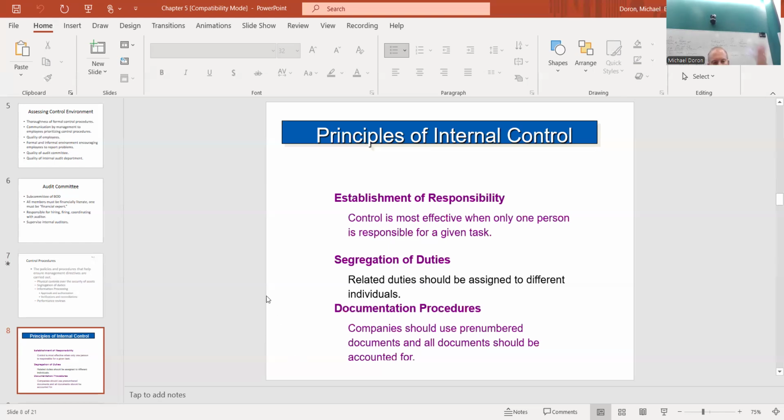Segregation of duties. We just said we're going to talk more about it in a second. Related duties should be assigned to different individuals. So everyone has someone looking over their shoulder.